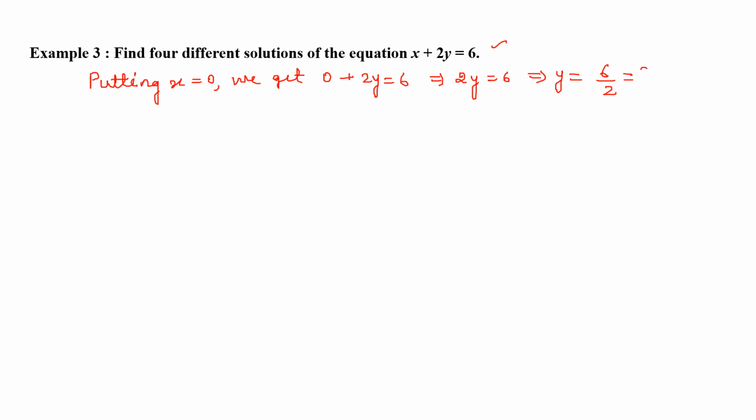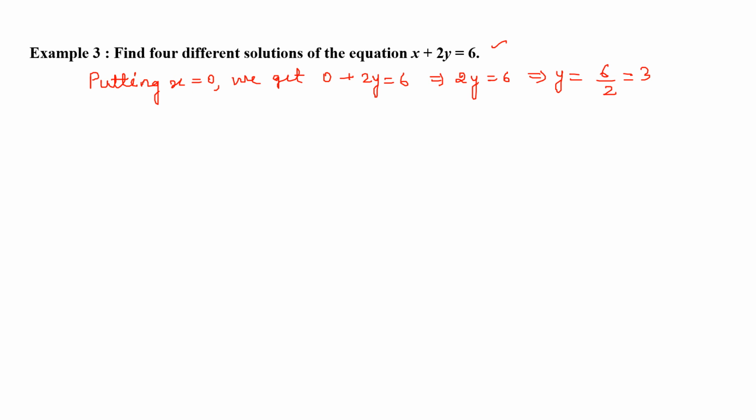So I will write, putting x equal to 0. Okay, I am going to put x equal to 0. Then what we are going to get? We get 0 plus 2y equal to 6. I have put x equal to 0 in this given equation. So from here I will get 2y is 6. So the value of the coordinate of y you will get as 3. Okay, so (0, 3). x is 0, y is 3.